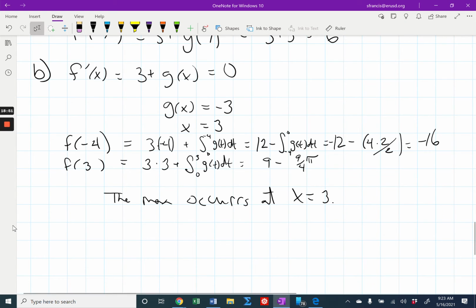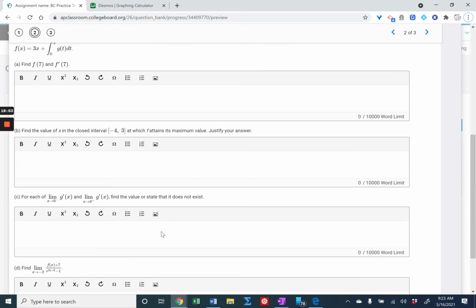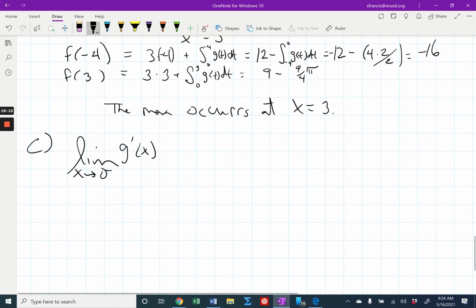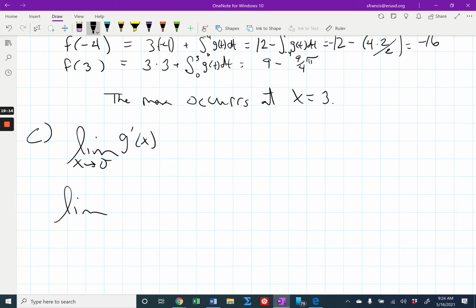All right, let's take a look at part C. It's wanting to find two limits as x approaches 0 from the left and 0 from the right for g prime. Now, not f prime, for g prime. And a lot of people have made mistakes on this one. Limit as x approaches 0 from the right for g prime of x, and from the left.